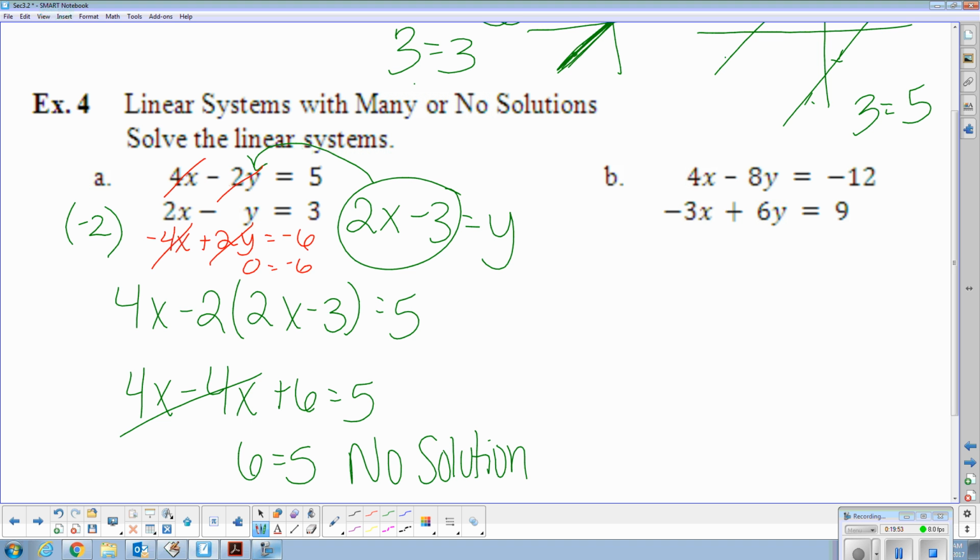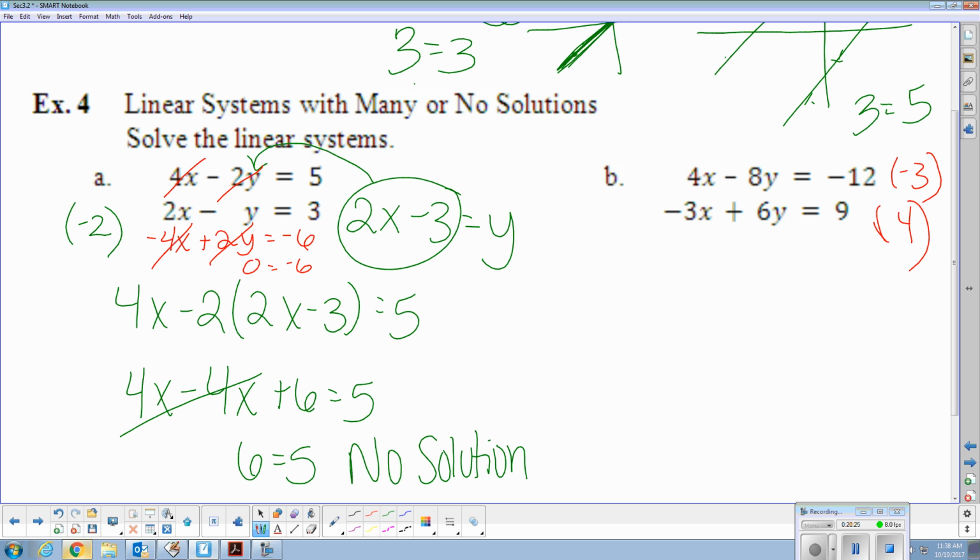Okay, so letter B, try that one with the person next to you. Did you use elimination or substitution? Elimination. Okay, so what did you multiply the first one by? Cassie? Okay. And the second one? 4. We did negative. Okay, so it works to multiply by -3 here and multiply by 4 here.